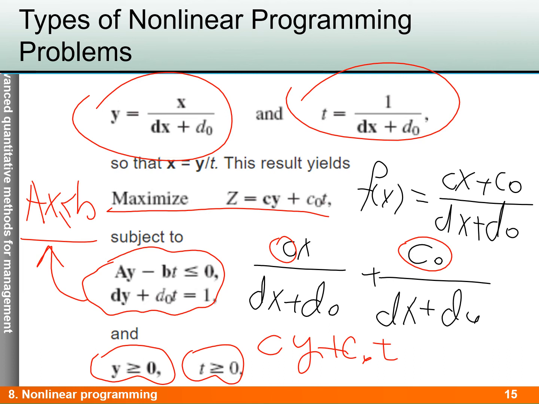So what did we do? A fractional programming problem, based on these equivalent functions, we converted it to a linear programming.